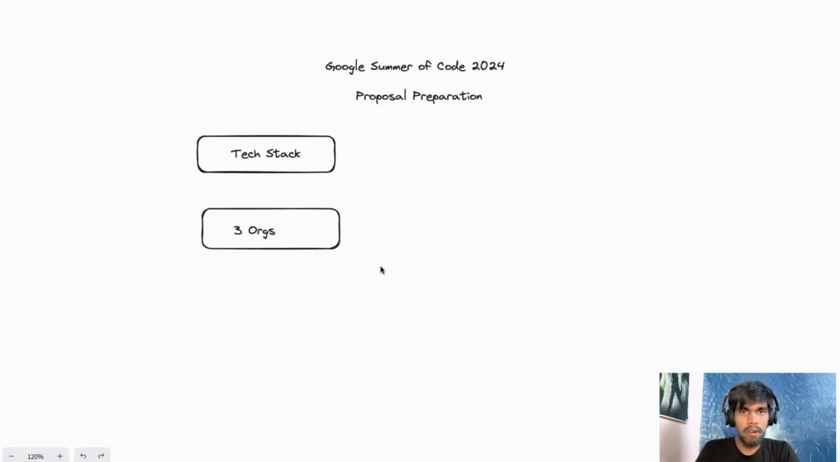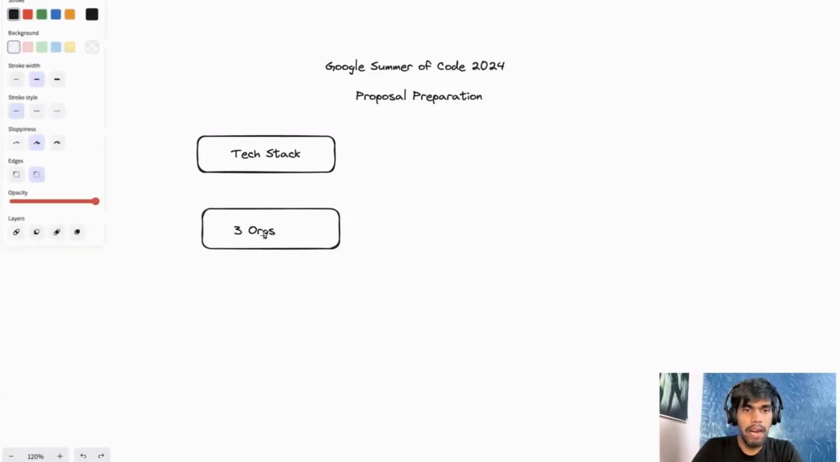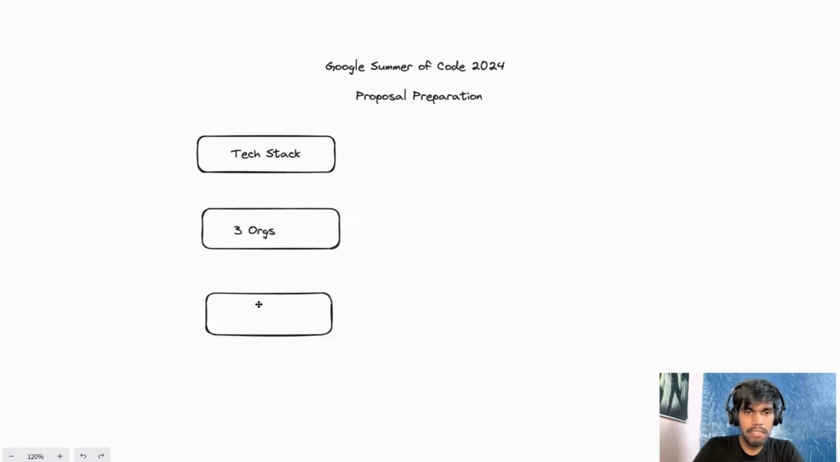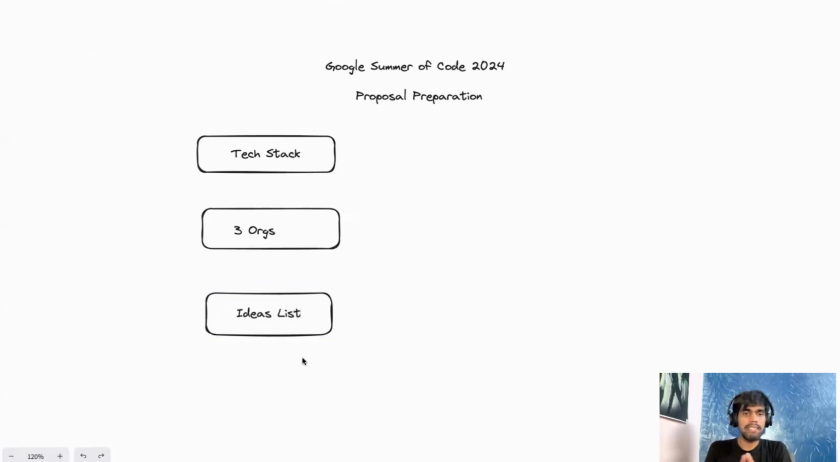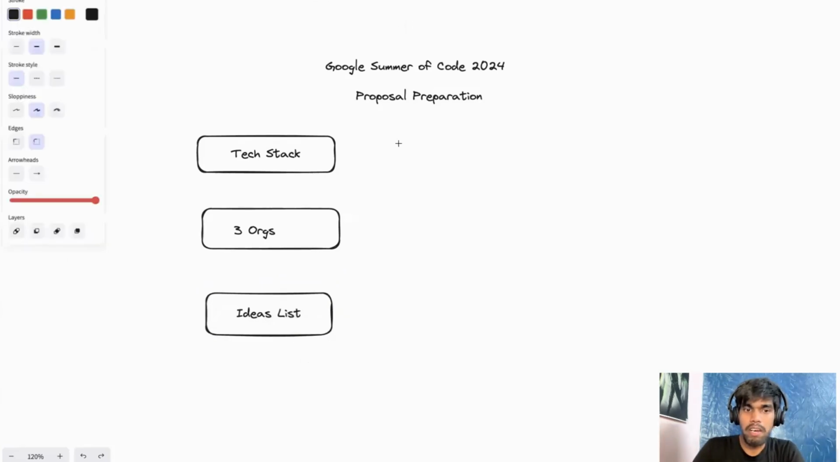Once you pick your three organizations, you need to look into their ideas list. So each organization will have their ideas list. And this ideas list is nothing but, a few of the organizations might have new projects. A few of the organizations might already have a project and they're trying to improve it by adding new additional functionalities. So once you pick any organization, you need to decide what project you want to build from those ideas list.